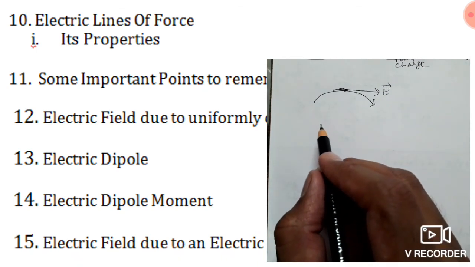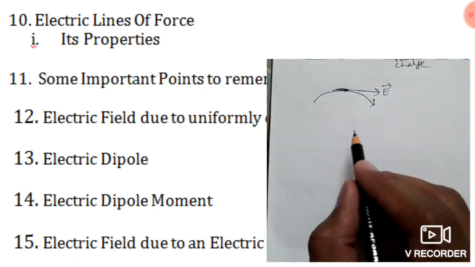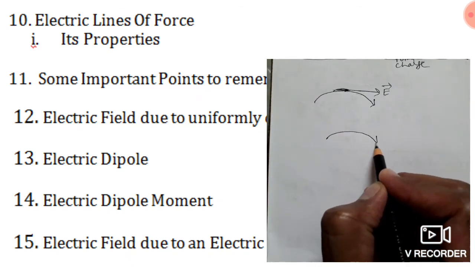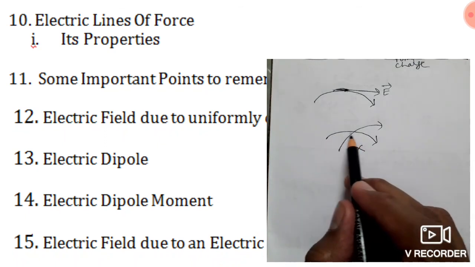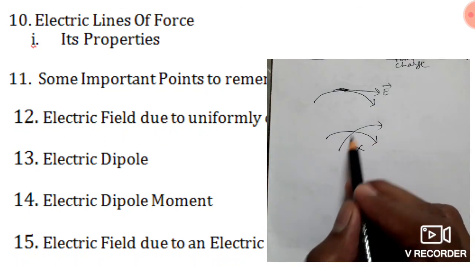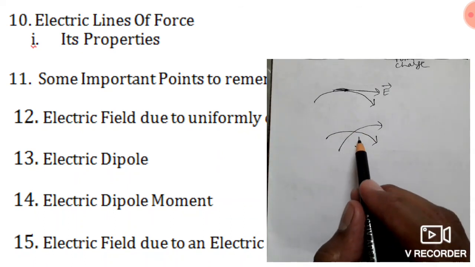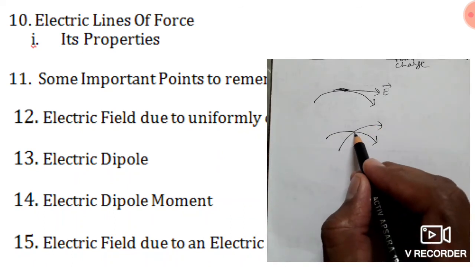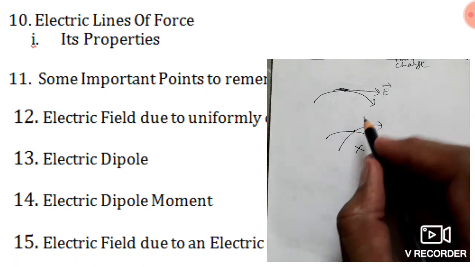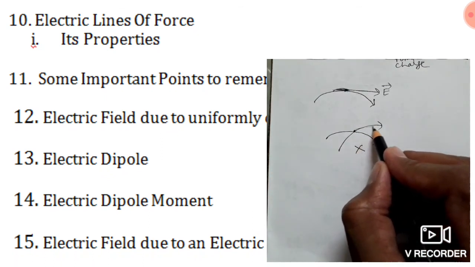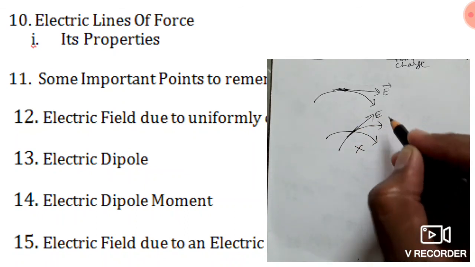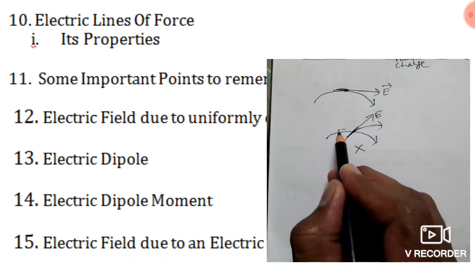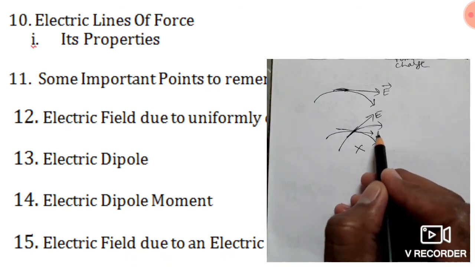The third property of electric lines of force is that two lines of force never intersect each other. Here we have drawn two lines of force, and they will never intersect, because if they intersect, then at the point of intersection, if we draw the direction of the electric field, for this line of force the tangent will be along this direction, and for that line of force the tangent will be along this direction.